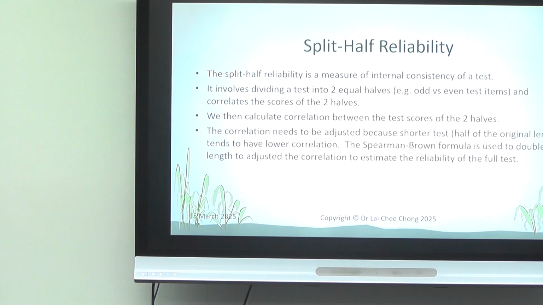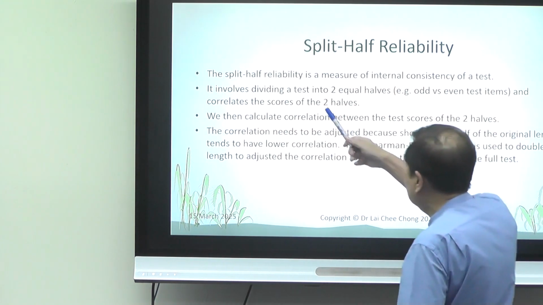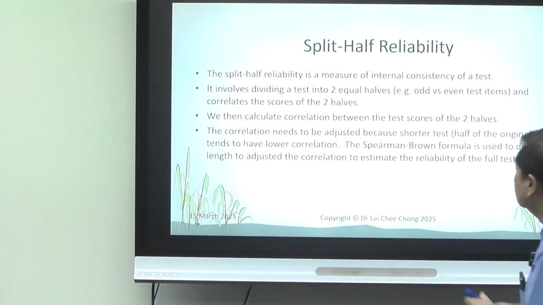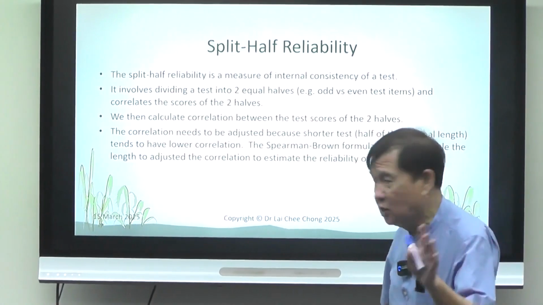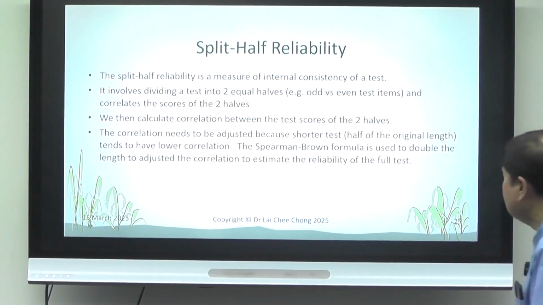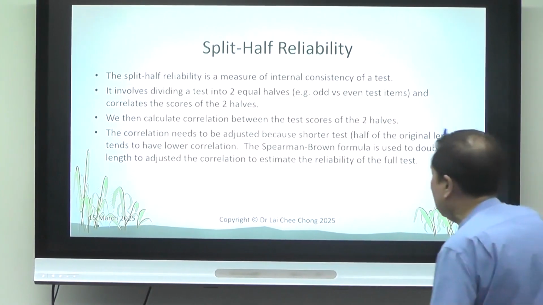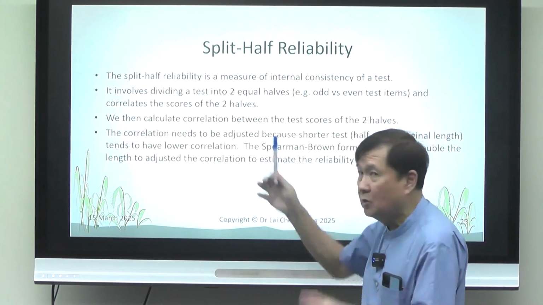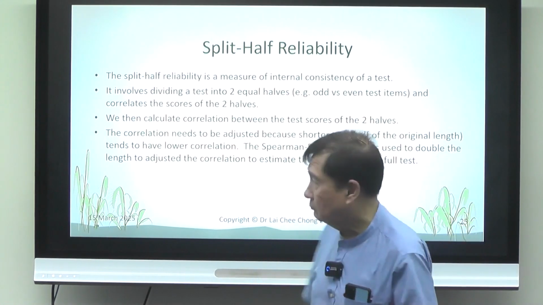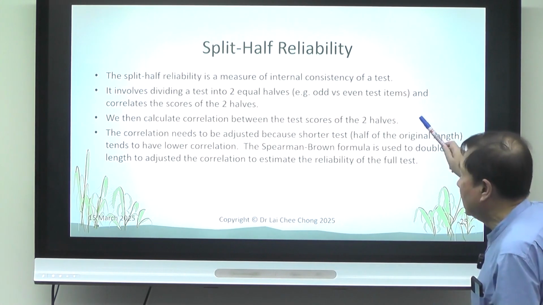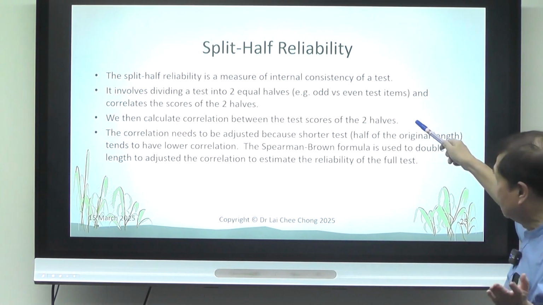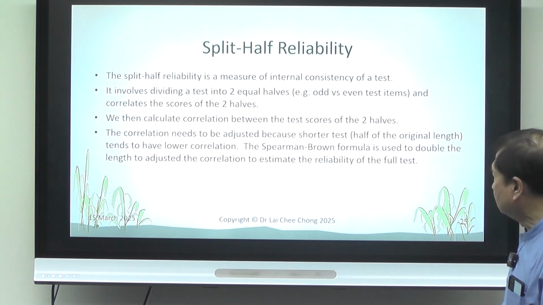Now, in other words, here's the method to do it, okay? We have a test, and we divide it into two equal halves. Now, there are many ways to divide. Odd versus even test items, I can do it that way. So there are different ways of splitting into two halves. And then we try to correlate the scores of the two halves. Then, after that, we calculate the correlation using the Pearson, as I said before, of the two halves.